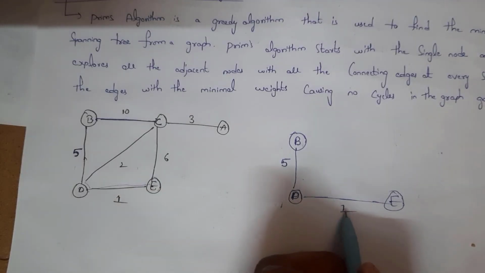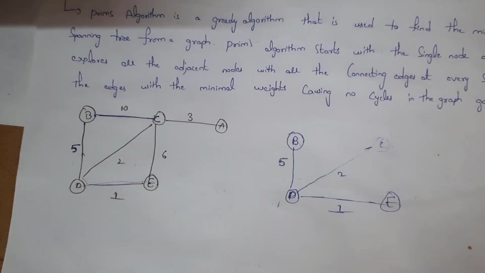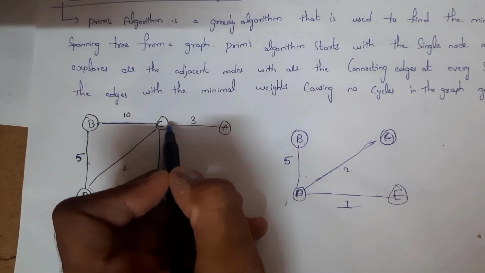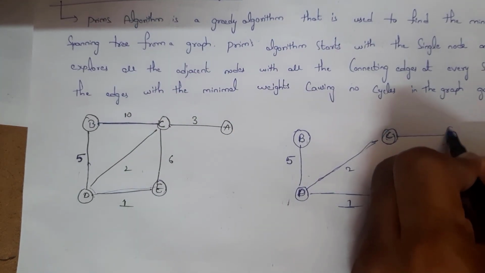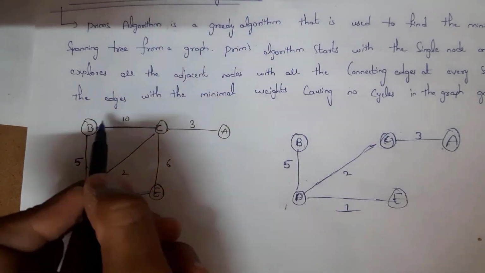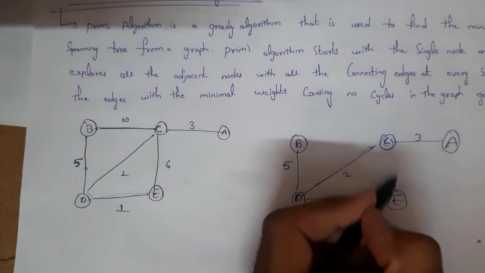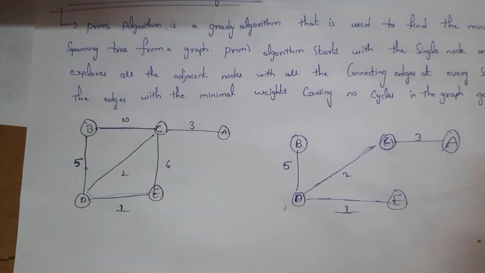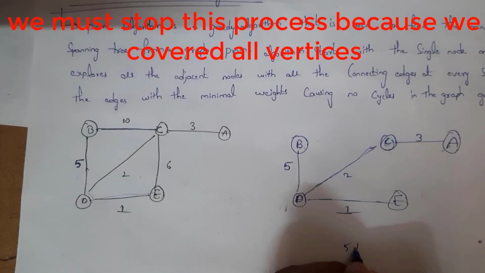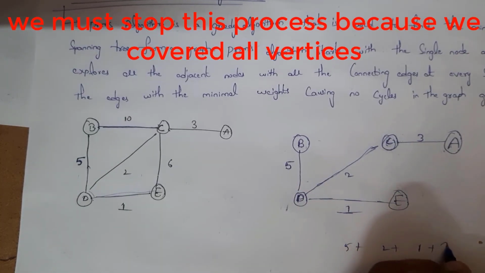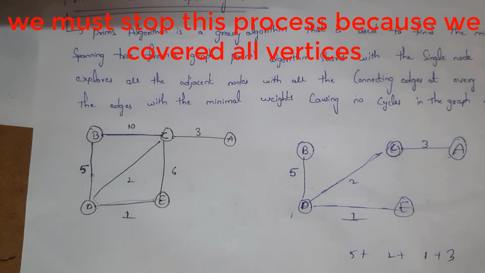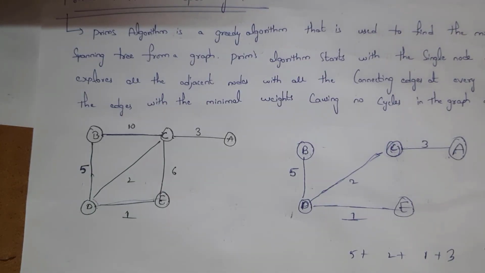Weight is 1. And after 1, I can select 2 connected to C. And the adjacent node for this C is A. So I will connect this C to A. Weight is 3. If I connect B to C, then it will form a cycle. And similarly, if I connect from C to E, it will form a cycle. So I can stop here. So total weight is 5 plus 2 plus 1 plus 3. That is 11 units. Guys, it is very simple. We should keep on connecting the adjacent nodes with minimum weights until we form a minimum spanning tree. If an edge forms a cycle, then we should ignore that.